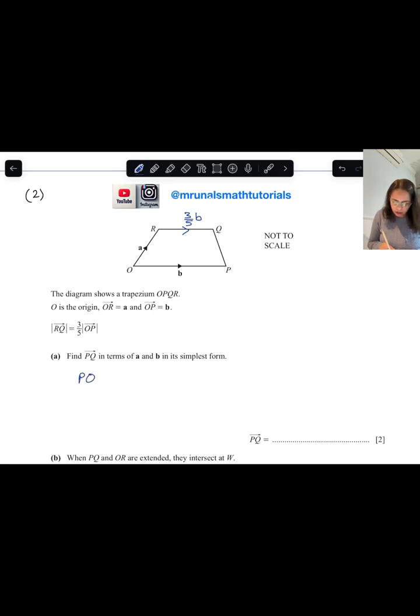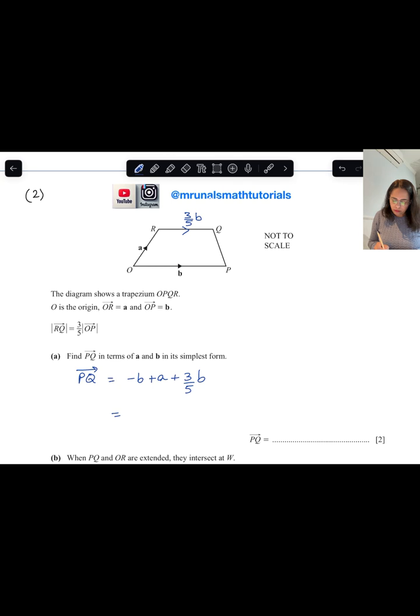Now we need to find PQ. So let us think what path we are going to take to find PQ. You need to start at P. You must write down your path, because that's helpful. This is 2 marks, so if you don't write it, it's okay. But if it's more than 2 marks, you must write it down. So minus b. Why is it minus? Because you're going against the direction. So it's going to be minus b plus a plus 3/5 of b. So we're going this way from here till there.